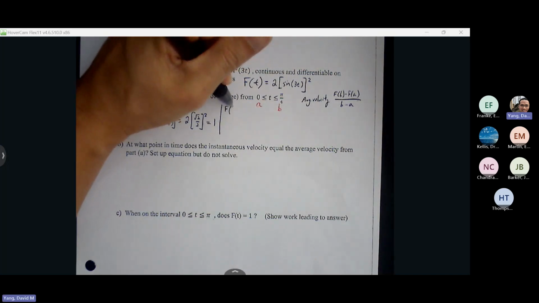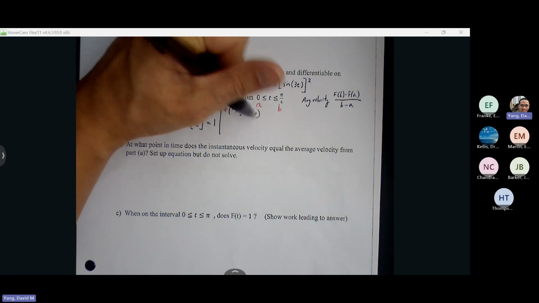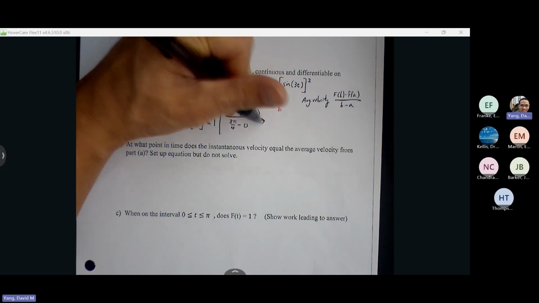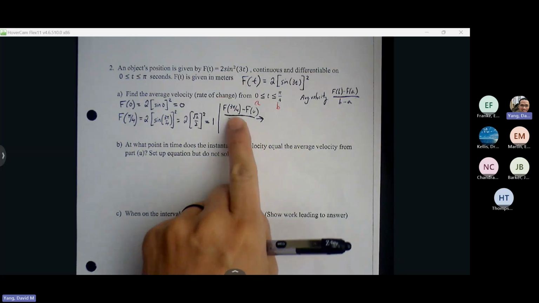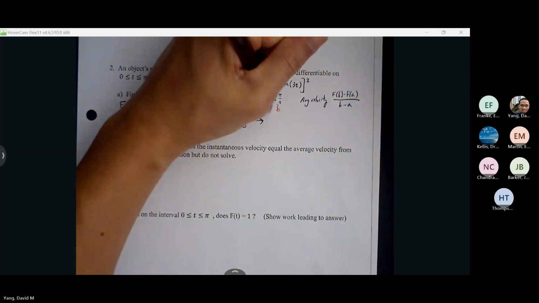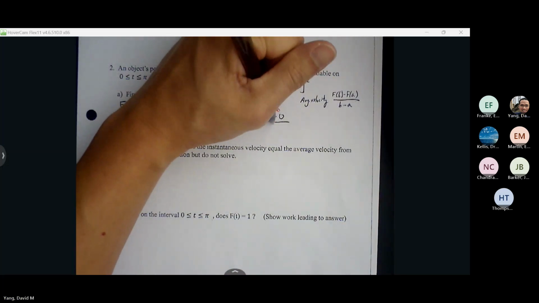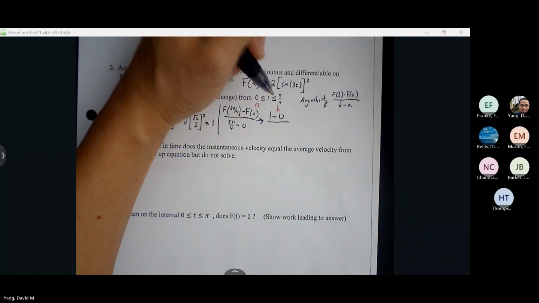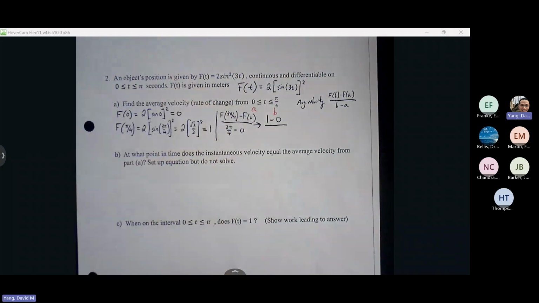So therefore, f of 3 pi over 4 minus f of 0 over 3 pi over 4 minus 0. And just finding slope between the two endpoints. This ends up being 1 minus 0. I'm sorry, not 3 pi over 4, my bad. I had 3 pi over 4 as the function, but then I'm back to pi over 4 if I'm doing my b value.